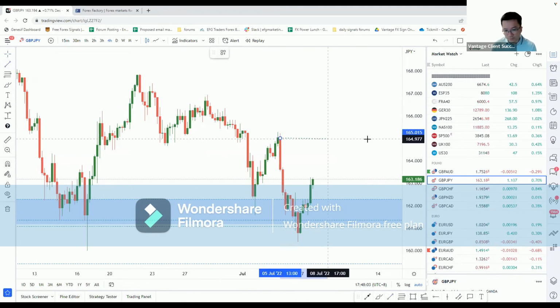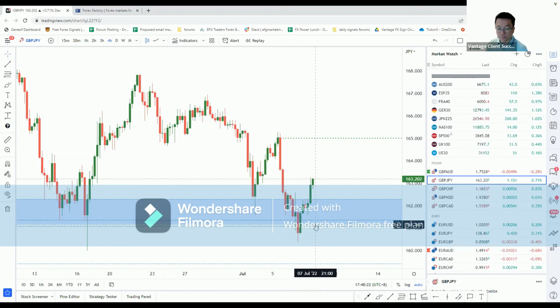So what I'll be looking for is a reaction at about this 165 level, push up towards this point. If I see a rejection, I'm looking for a repeat of what happened here on the 5th of July, a rejection of this level to turn back down towards that 161 support level. All right.